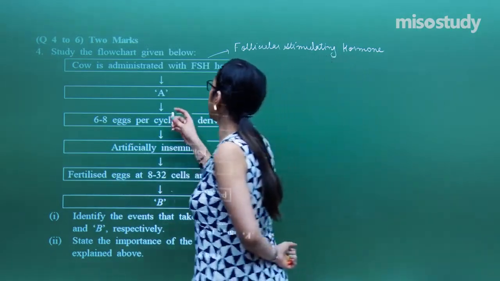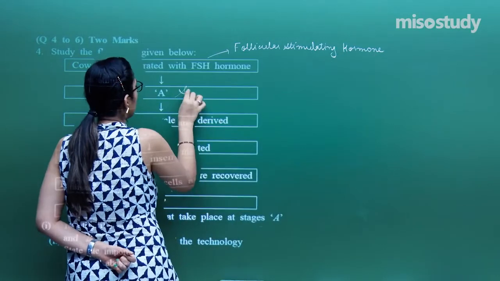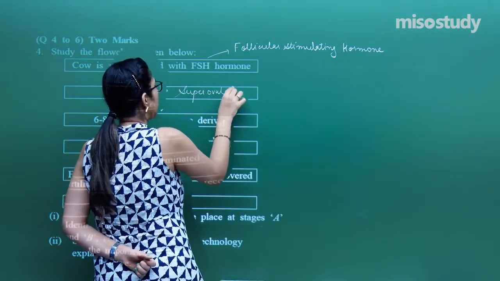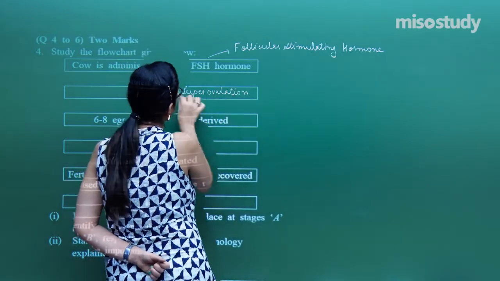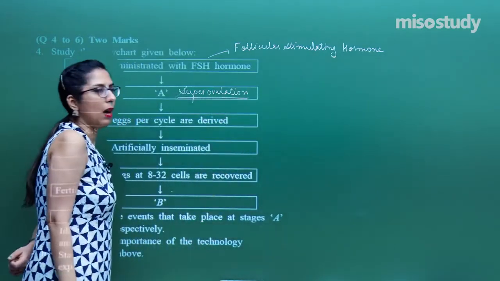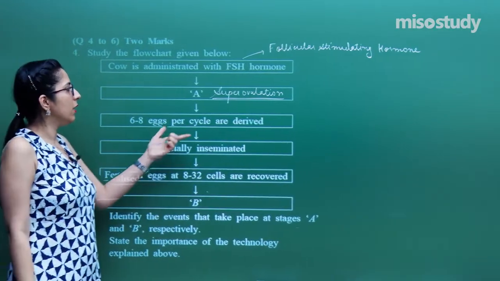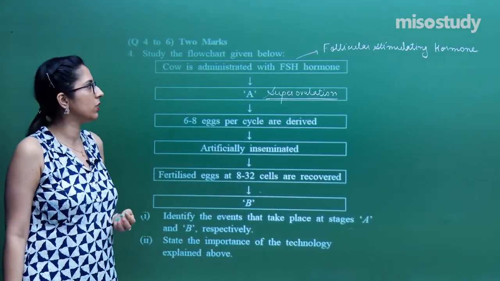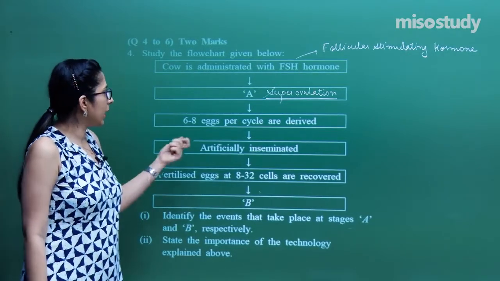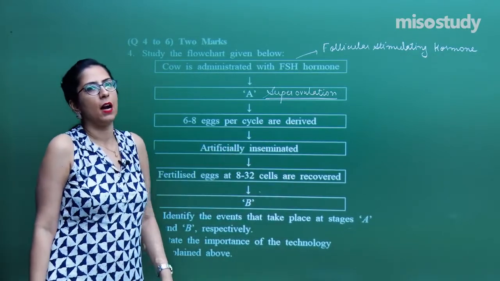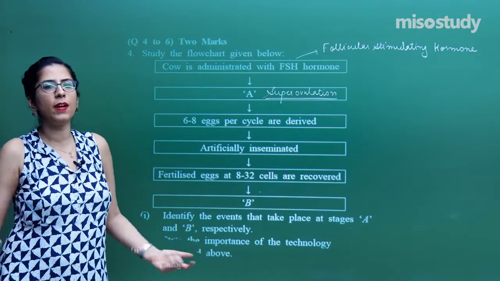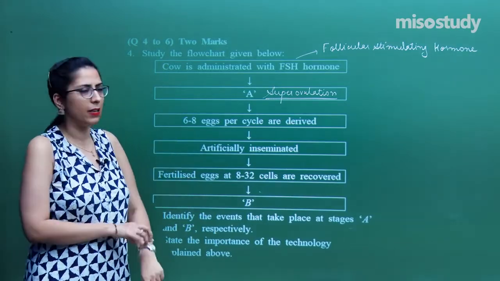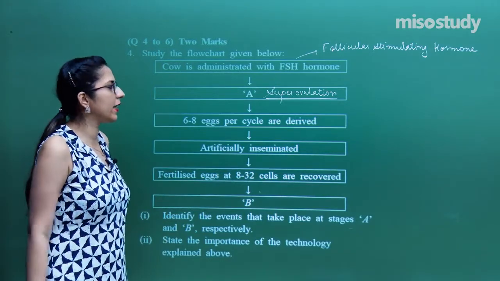So the A which is written over here, this is called as a super ovulation. That means here the first question indicates that we have to explain about the process which is happening. So the first process which is happening is called as a super ovulation. 6 to 8 eggs per cycle are derived. Normally only one egg comes, but in this case 6 to 8 eggs come in each cycle, artificially inseminated.